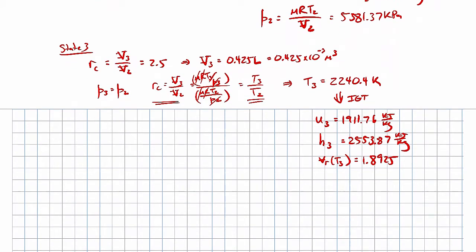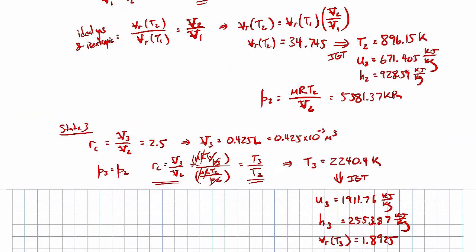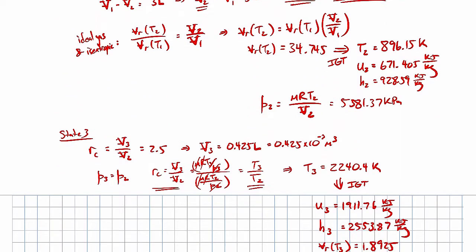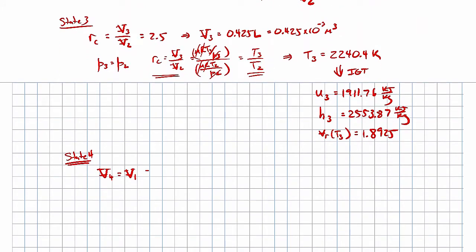Okay, now let's move on to state 4, our last state. What we know about state 4 is, first of all, the volume at state 4 is equal to the volume at state 1. Let's go back up to our picture. You can see that here. This is a constant volume heat removal process. So V1 and V4 are the same. We know V1, that's given right here. It's 3.17 liters. So that's one piece of information we know.